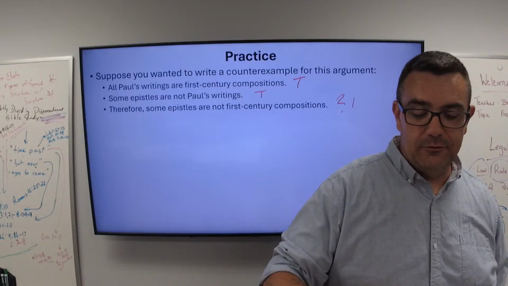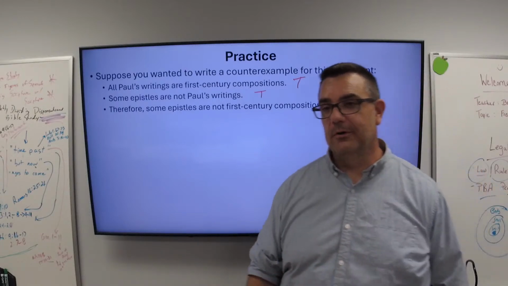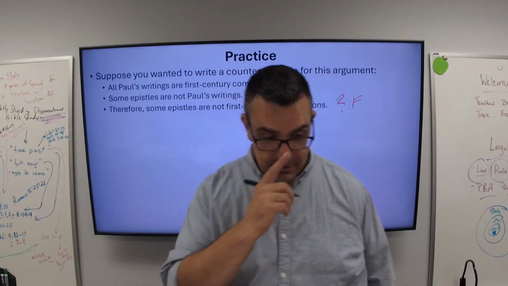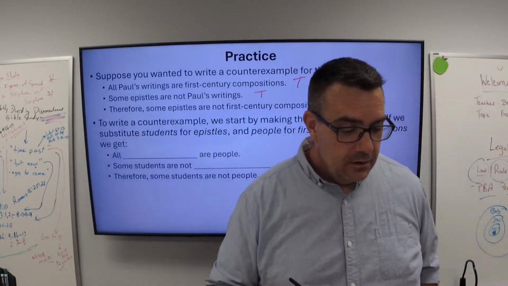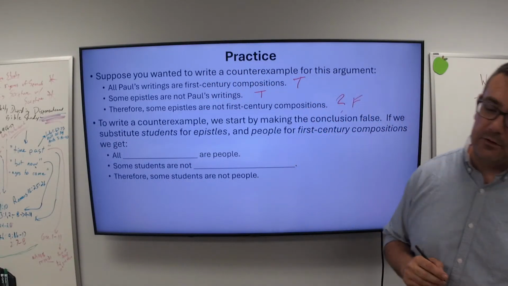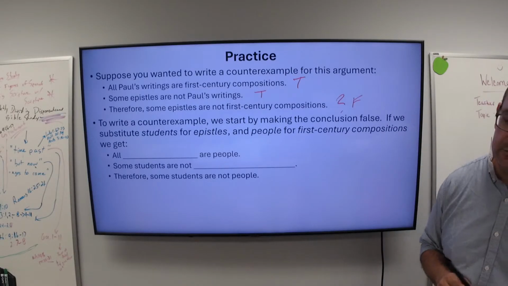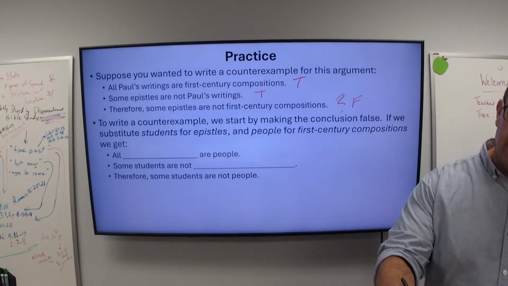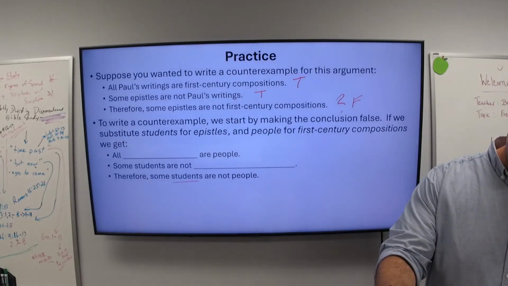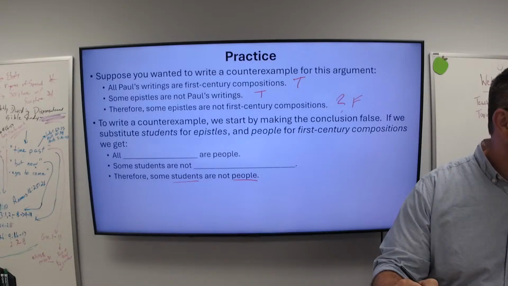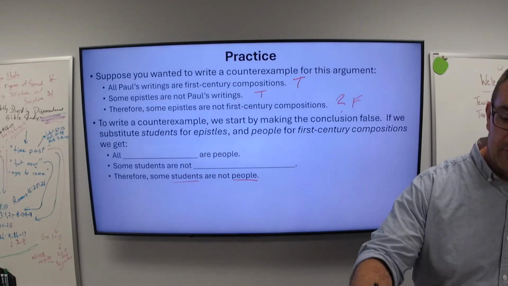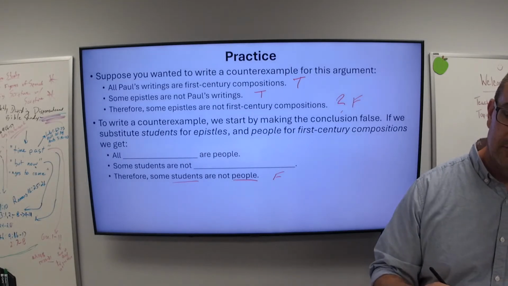I'm going to say false with a question mark, because I think all the epistles were written in the first century. But anyway, let's look at it this way. To write a counterexample, we start by making the conclusion false, because I think the conclusion is false. So let's look at this down here. Therefore, some students are not people. That's obviously what? False. Okay?